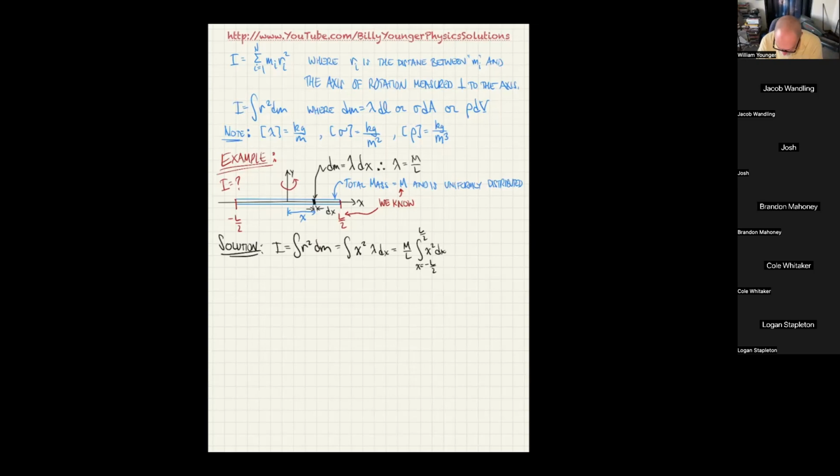Now, you'll notice that this function y equals x squared, which we're integrating, is actually symmetric about the y-axis, meaning if you go to x equals 1, then you square that to get y, and you get 1. If you go to x equals negative 1, you square that and get 1 as well. So you see that y of x is equal to y of negative x. That means it's symmetric. So I could also replace this for ease with 2m over L times the integral from 0 to L over 2 of x squared dx.